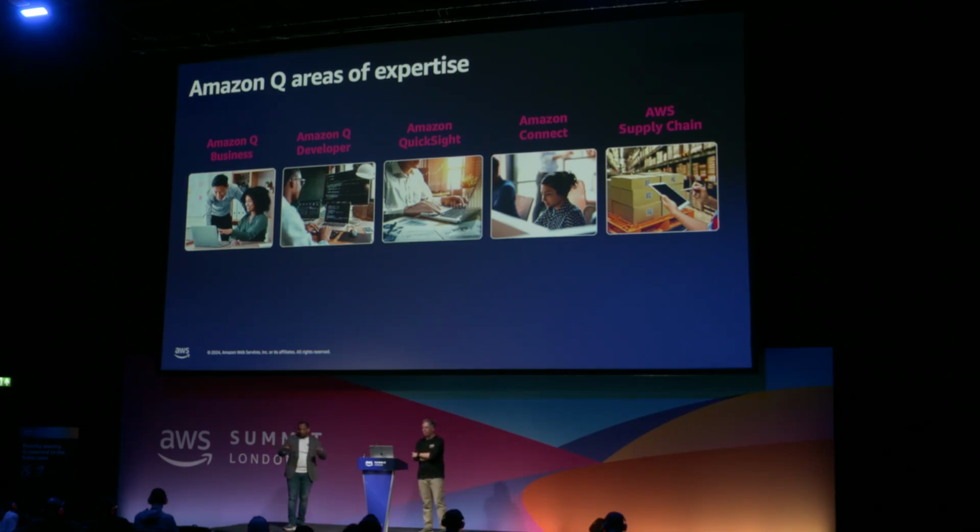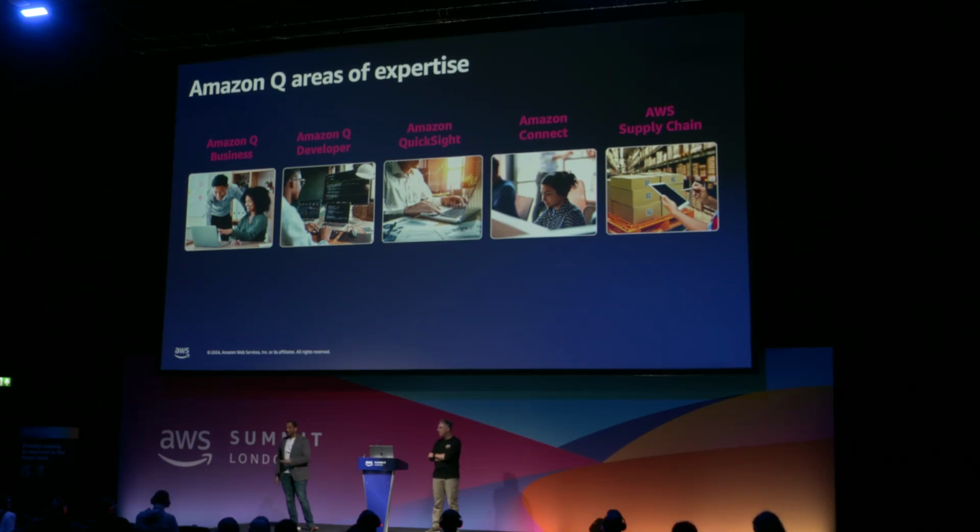To give you the broad capabilities of Amazon Q, we have integrated Amazon Q across all of AWS. Starting with Amazon Q Business, it can be deployed using your data for your organization. Then we have Amazon Q Developer that helps boost the productivity of developers and helps transform the way you build, operate, and deploy applications and workloads on AWS.